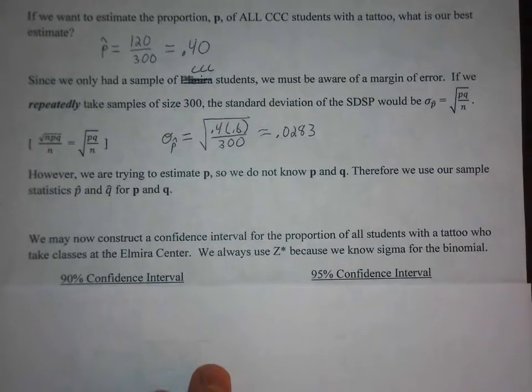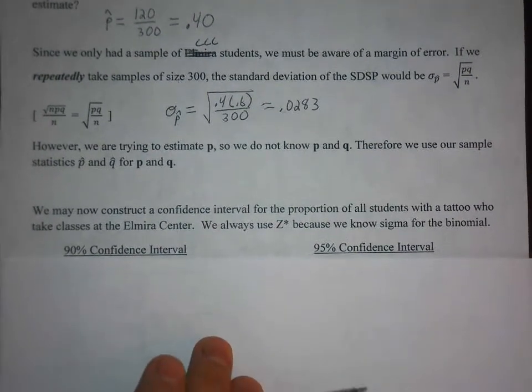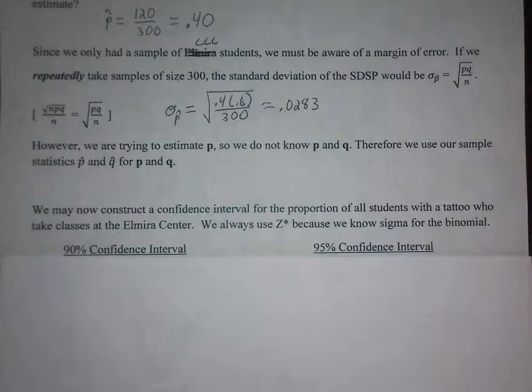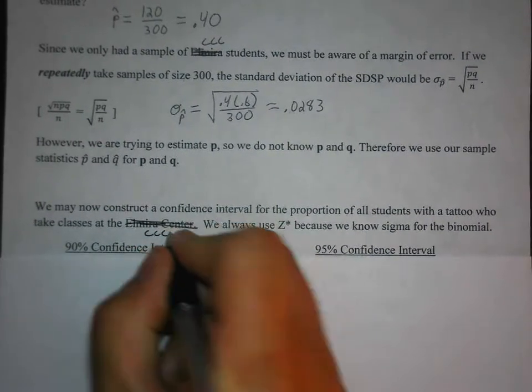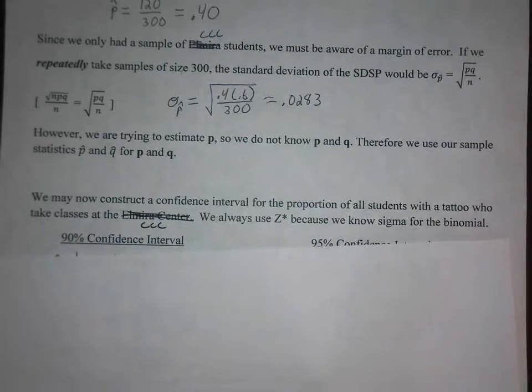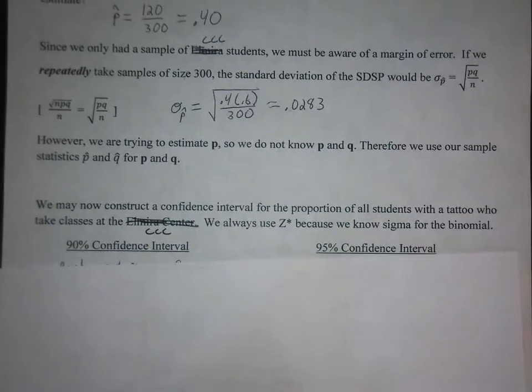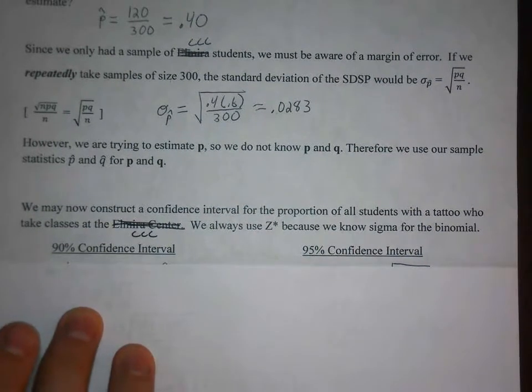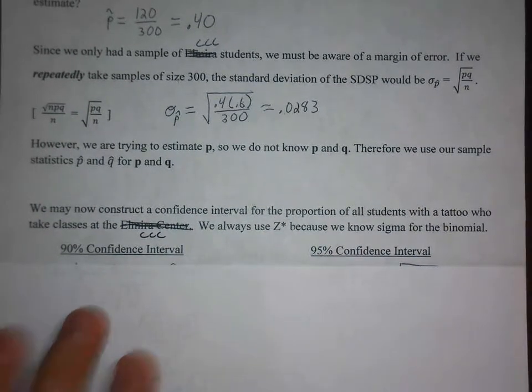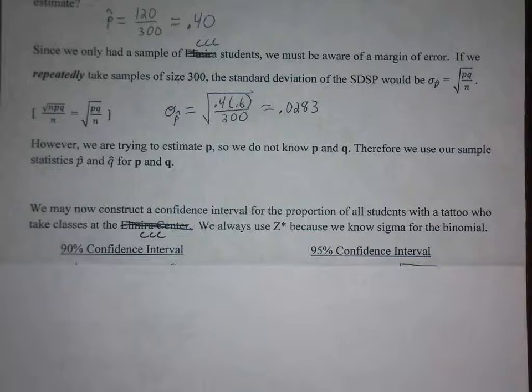Okay, so we now may construct a confidence interval for the proportion of all students with a tattoo who take classes at CCC. We always use z star because we know sigma for the binomial. Okay, so the good news about when you deal with proportions, or p's, you will always use z. You don't have to worry about the t distribution because we always know sigma for the binomial.